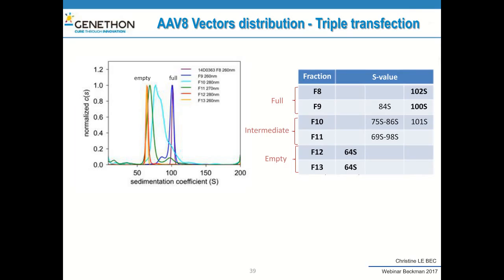which contains some VP particles, fraction 8 until 13, and you can see the full particles, which for AAV8, fraction 8 and 9. You can have a nice peak around 100S. And the empty particles, which is in red and yellow, it's for fraction 12 and 13, and we have the intermediate species in the light blue.